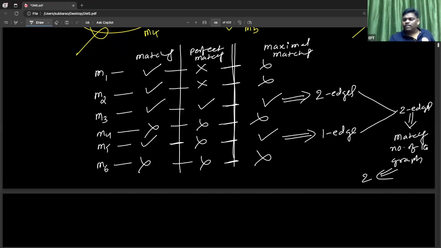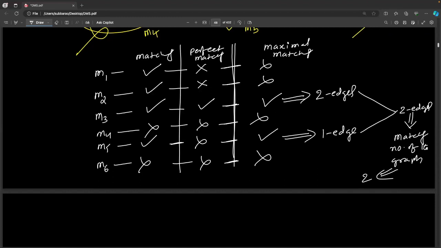Someone is saying all perfect matchings are maximum, of course. Till now you got it. See, problem to problem you will grow. Don't try everything now only. Just understand the definitions. Only perfect matchings have the maximum number of edges.